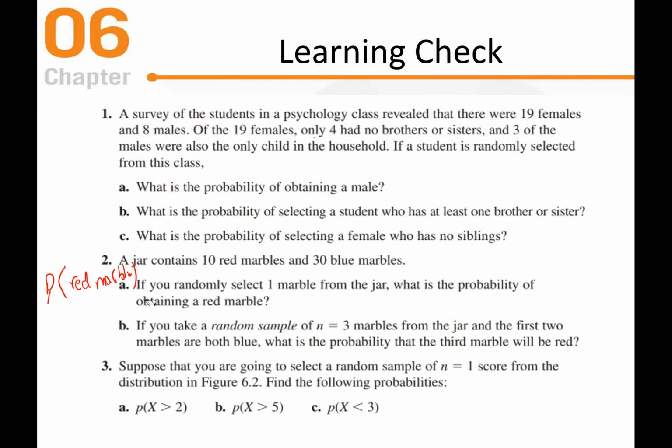Now, this one's going to be a little bit more complicated. If you take a random sample of 3 marbles from the jar, and the first 2 marbles are both blue, what is the probability that the third marble will be red? Remember, we're taking a random sample, so let's go over what that random sample means.